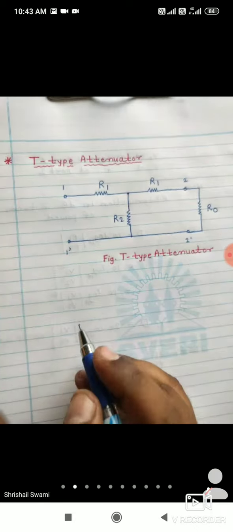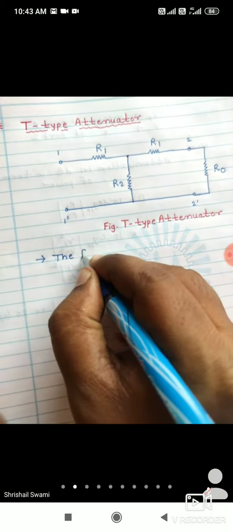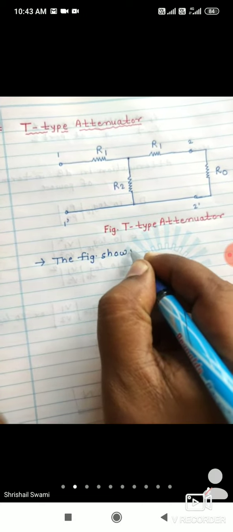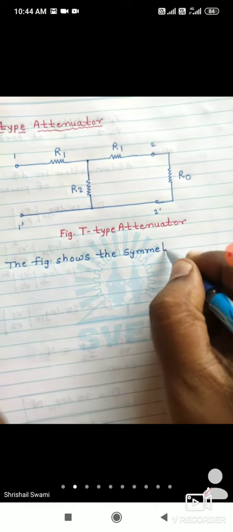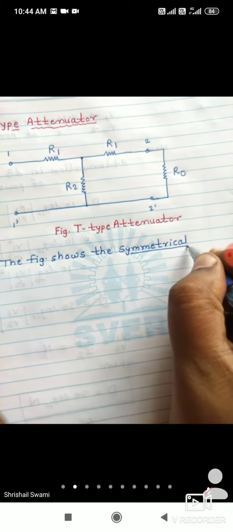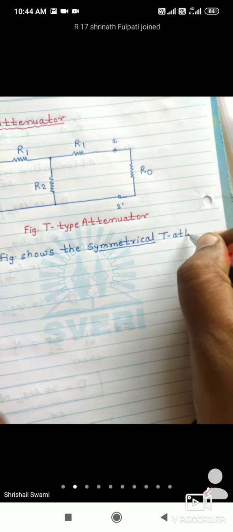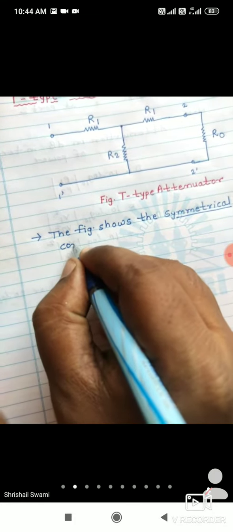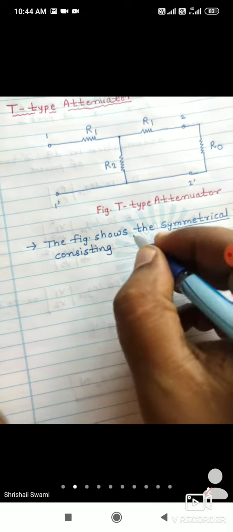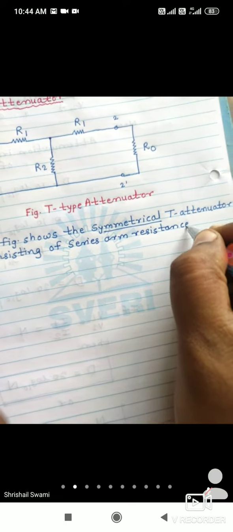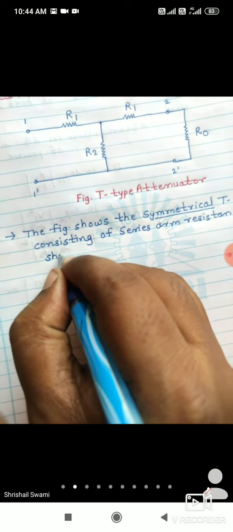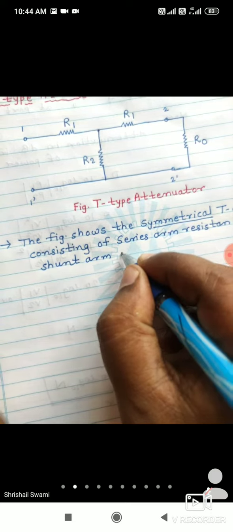So we will describe this one first of all. The figure shows the symmetrical, make it underlined, symmetrical T attenuator or T type attenuator, consisting of series arm resistance R1 and shunt arm resistance R2.